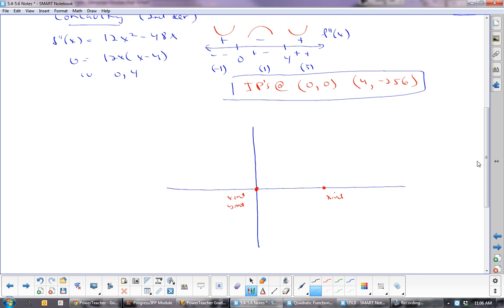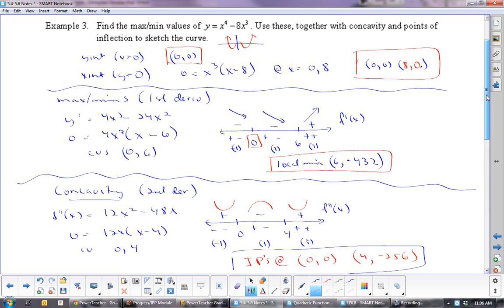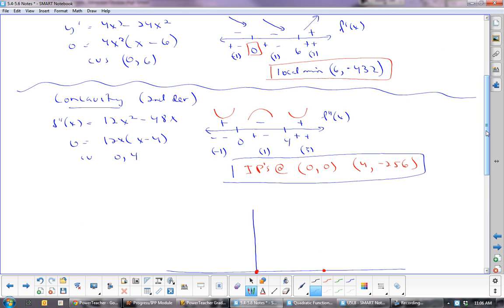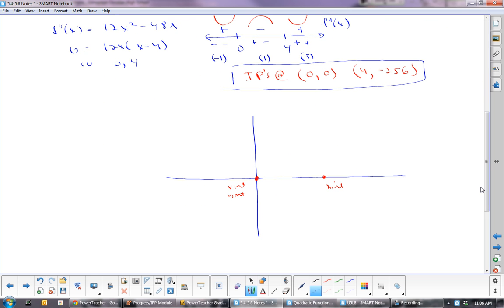Now if I look at my first derivative from infinity all the way to 6. Okay, so I guess this was 8. I should start here. This is 8. 6 would be about here. So all the way there, I am going down. Then after 6, it's increasing.